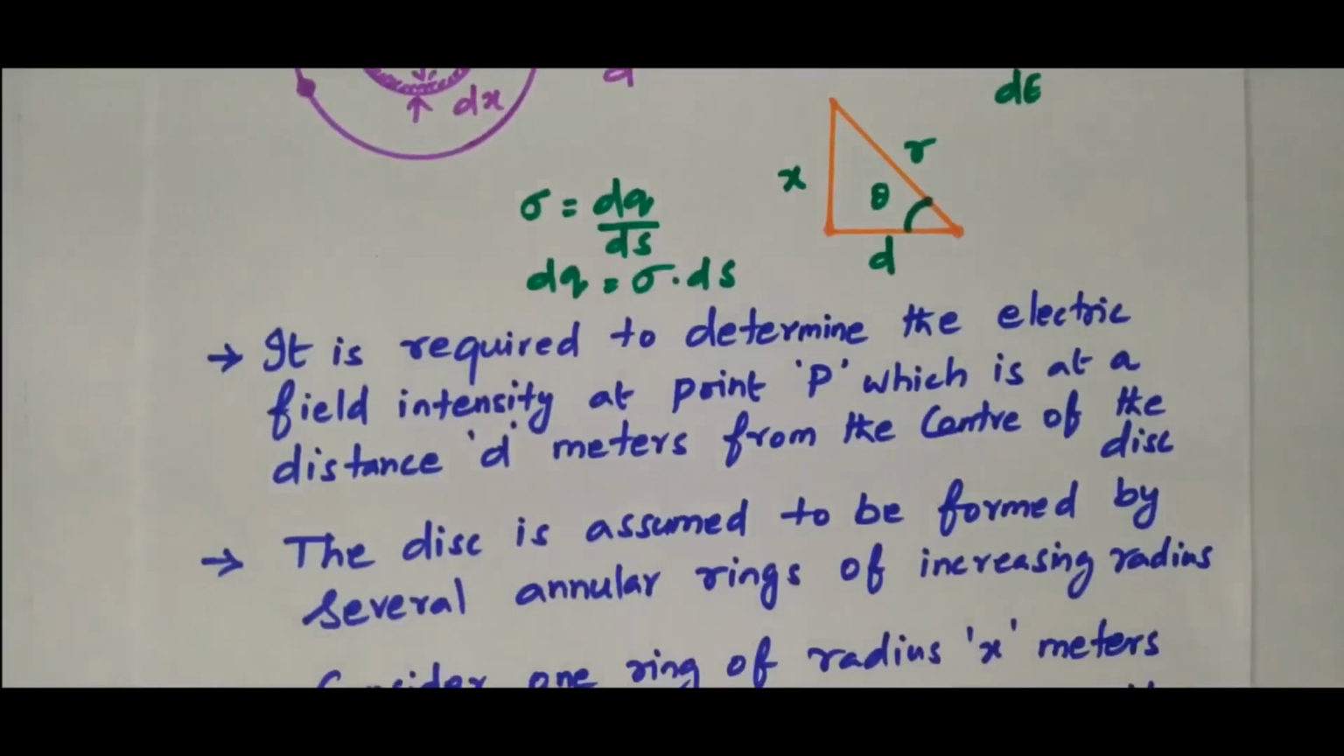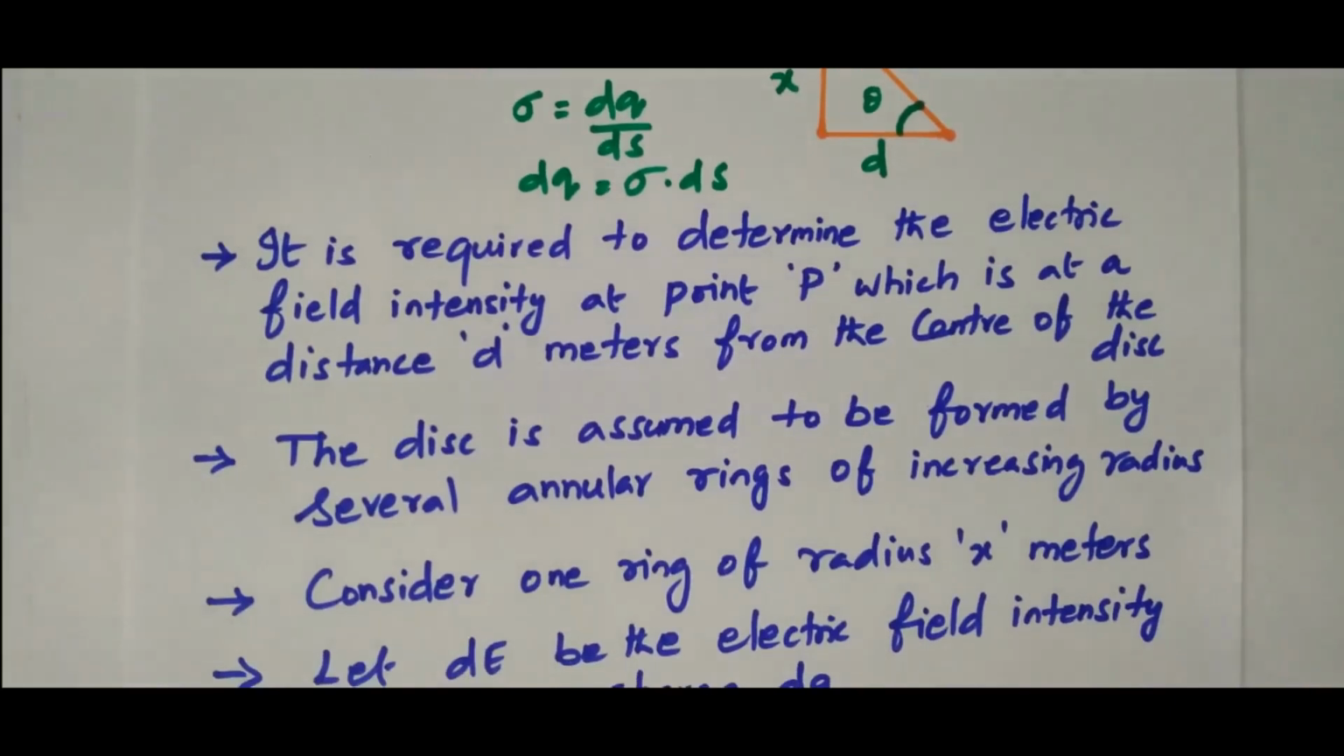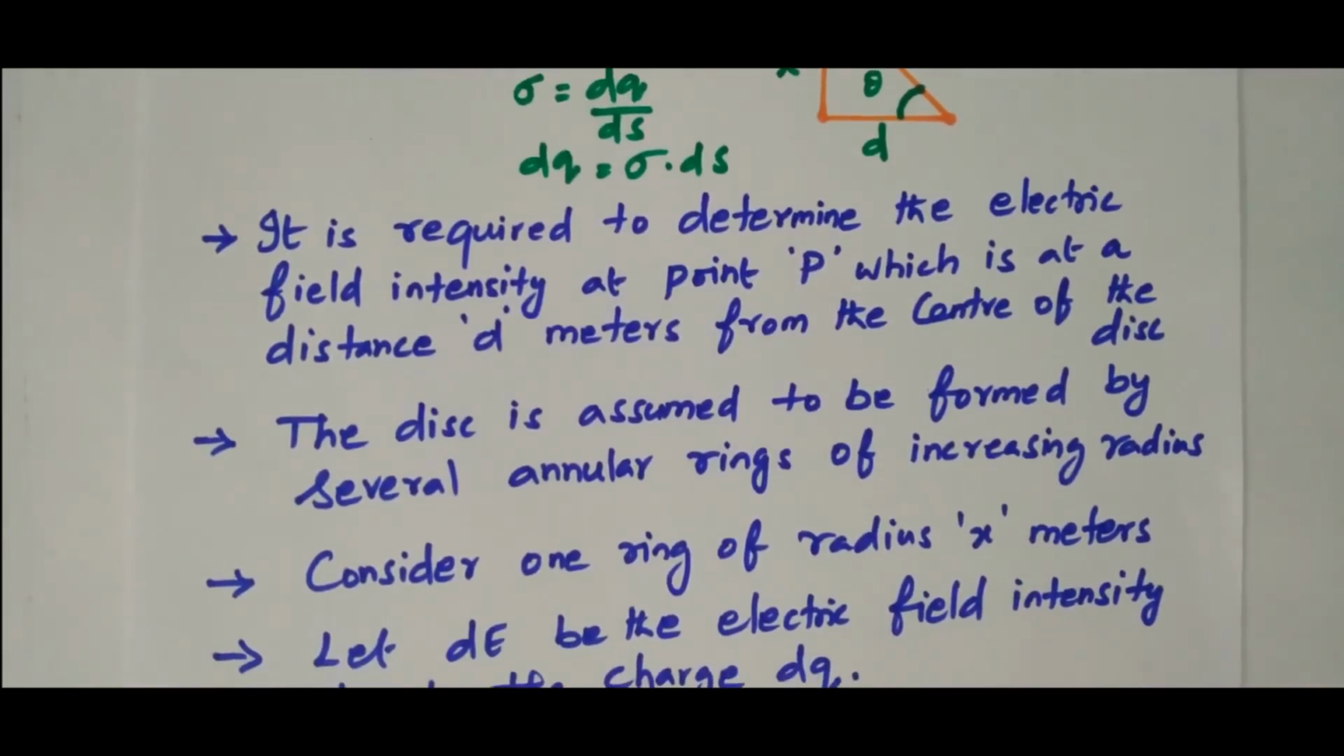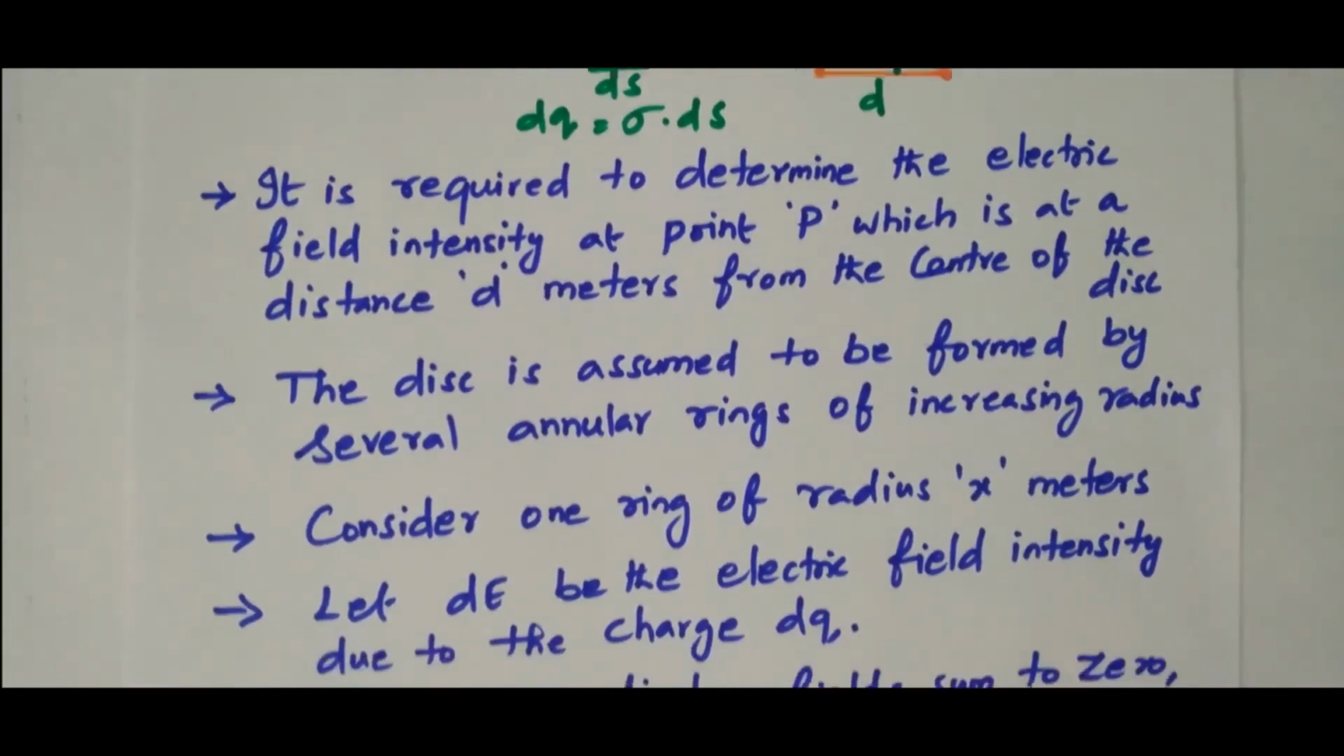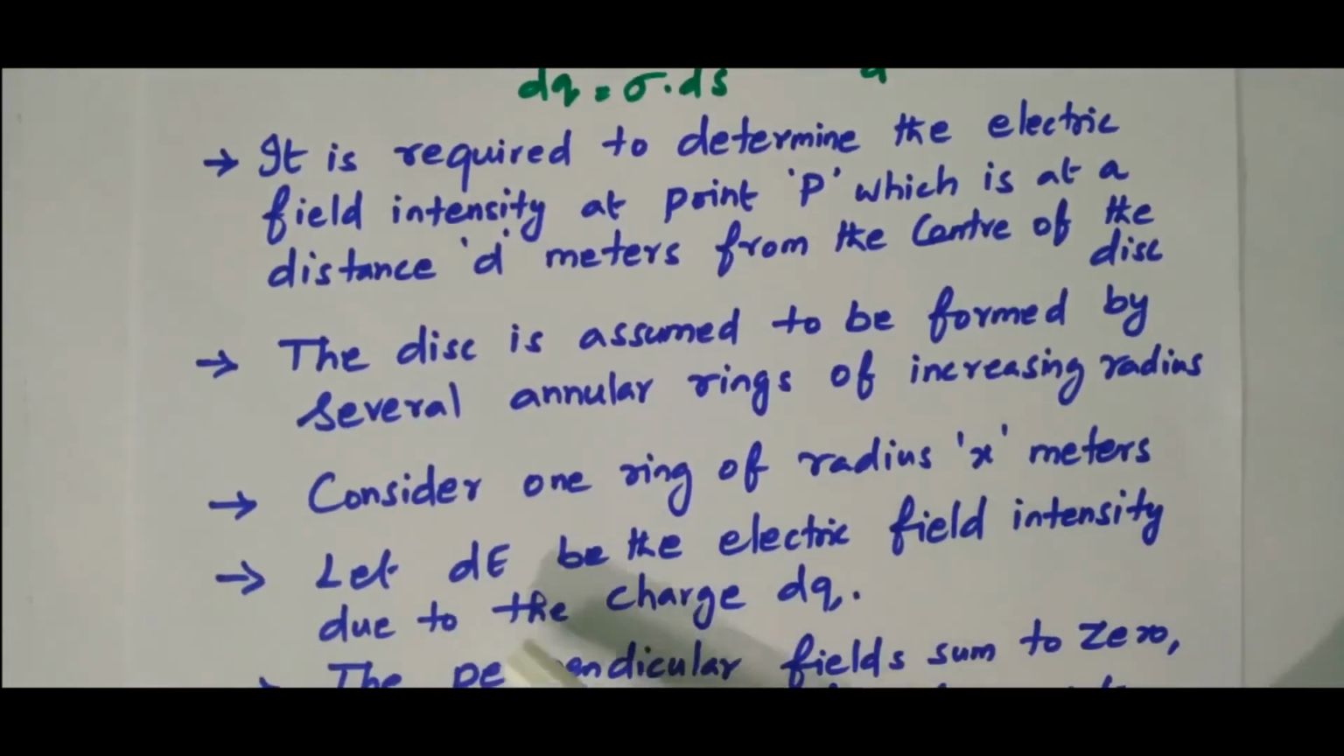The disk is assumed to be formed by several rings of increasing radius from 0 to a. They keep on increasing. In that we consider one ring of radius x meter with a thickness of dx. Due to this small ring, the electric field intensity will be dE due to this small charge dq. The charge is small, so the electric field is also small, dE. By integrating, we will get the total electric field intensity.